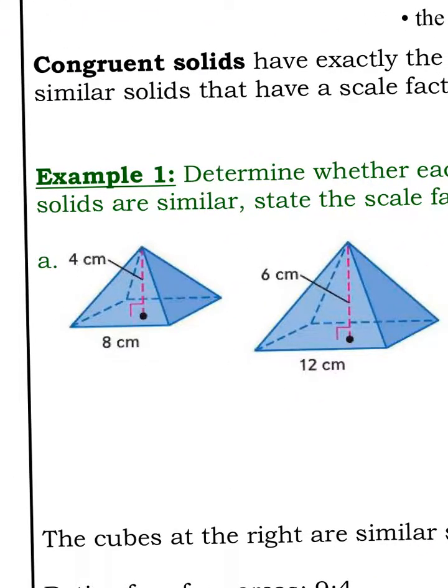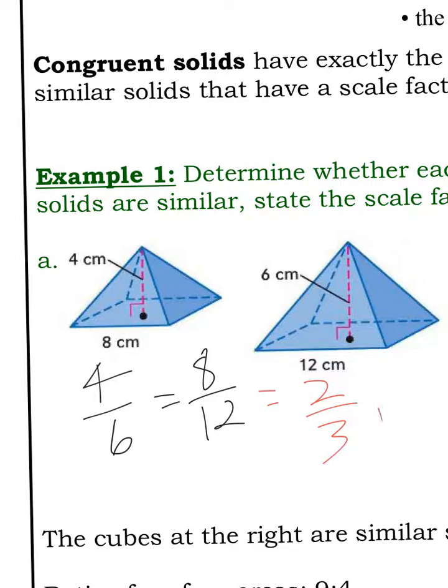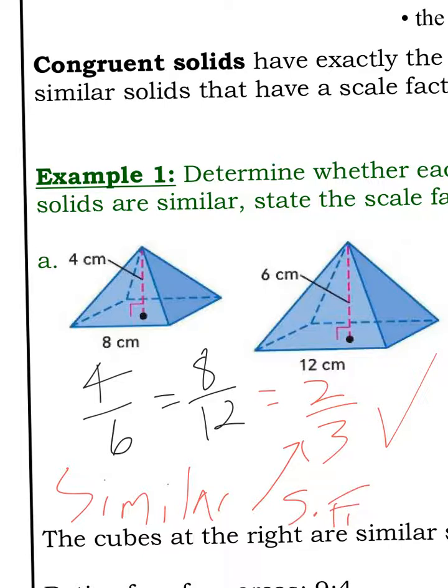So let's just check. Does 4 over 6 equal 8 over 12? I like to work left to right using the similar sides or measurements. So we just need to evaluate that. They both equal 2 over 3. That's good. They are similar. And so you say 2 over 3 is your scale factor, and I'm just going to abbreviate that as SF.